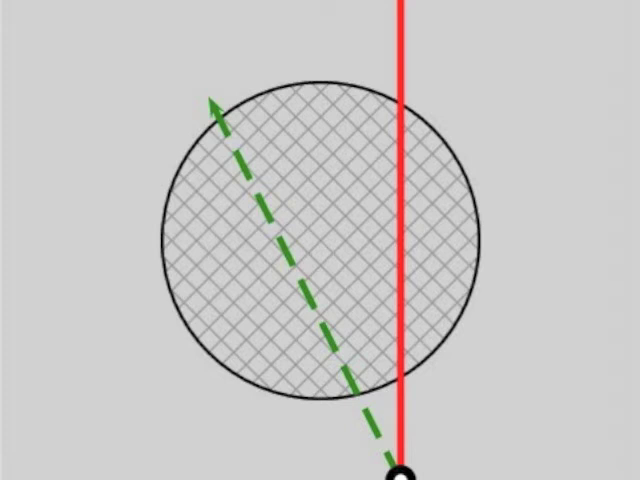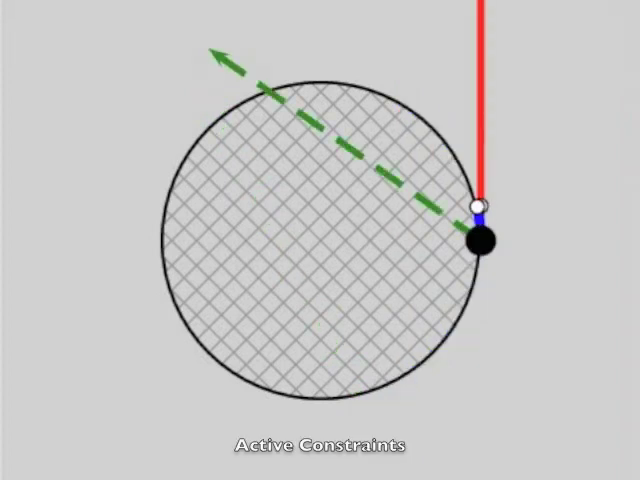Absent constraints, we would search along the red line for a sufficient decrease in energy. With constraints, we search along the blue curve. If the green steepest descent direction points into the object, we stick. Otherwise, we can separate.